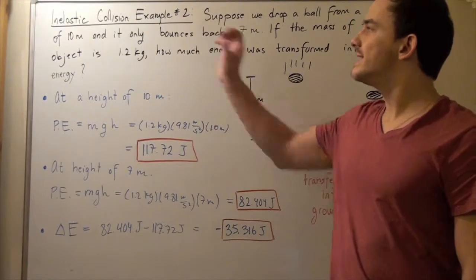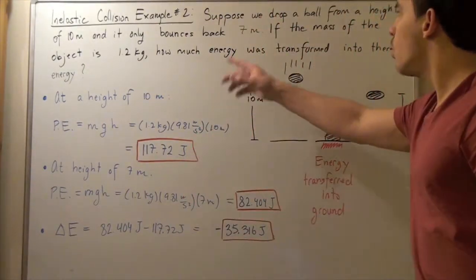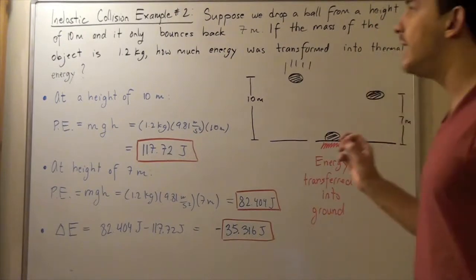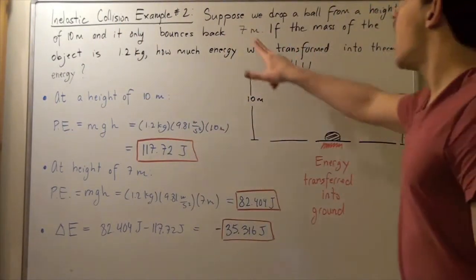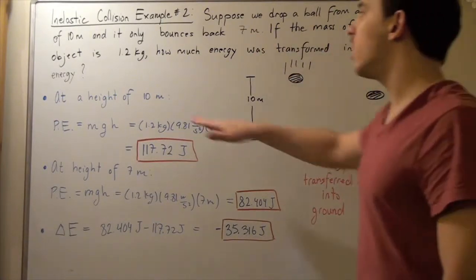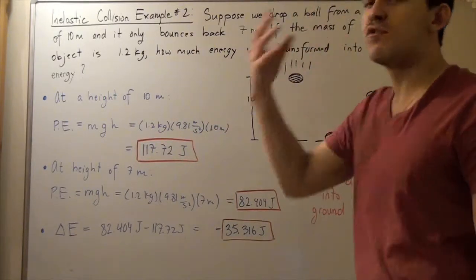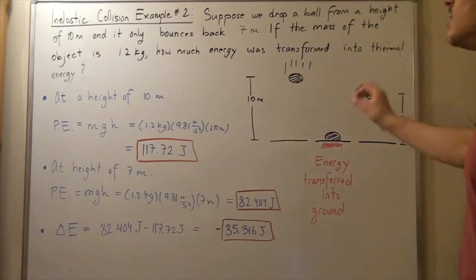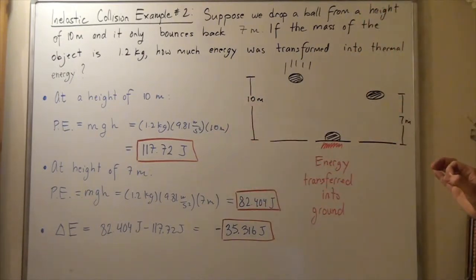So let's look at example number 2 that deals with inelastic collisions. Suppose we drop a ball from a height of 10 meters and it only bounces back to a height of 7 meters. Now if the mass of our object, the ball, is 1.2 kilograms, how much energy was transformed or transferred into thermal energy? So let's look at our situation once more.